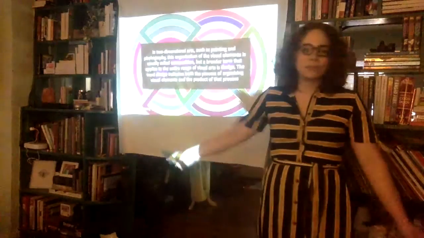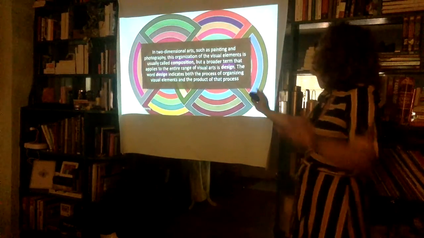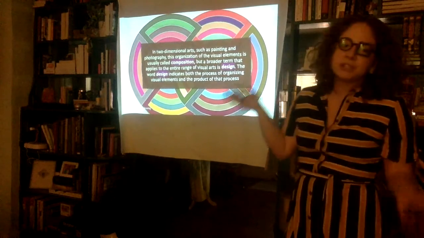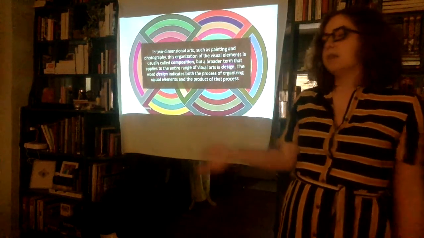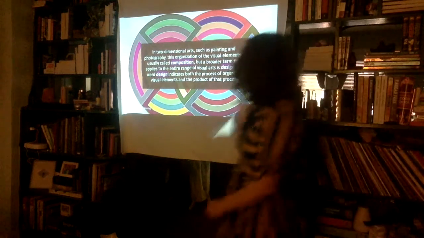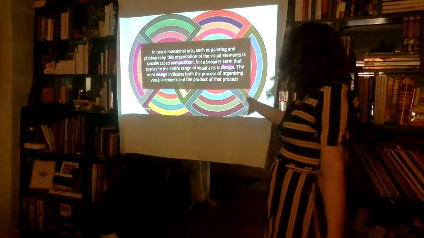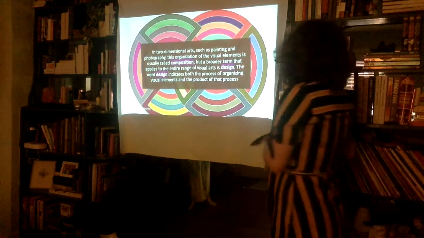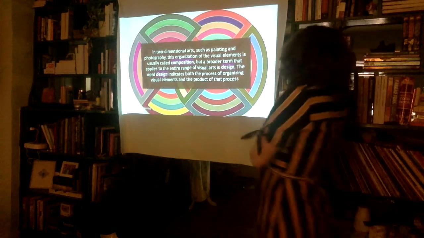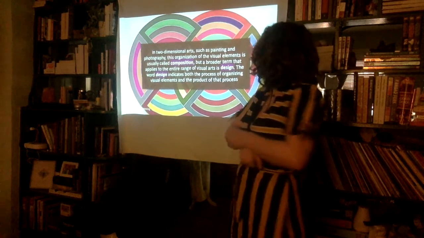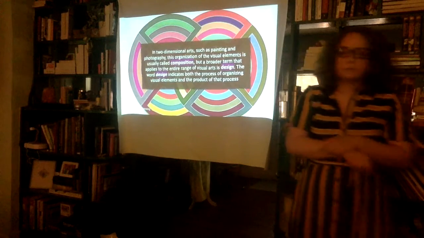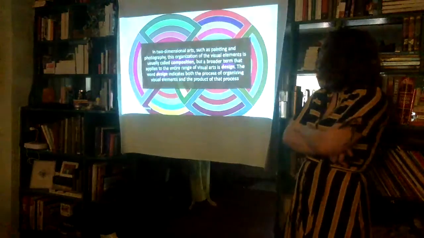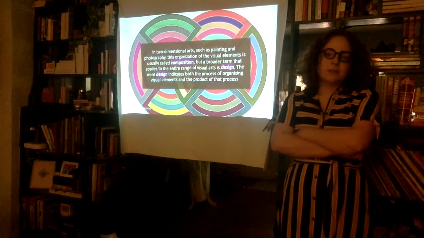So, let's go. In two-dimensional art such as painting and photography, this organization of visual elements is usually described as composition. But a broader term that applies to the entire range of visual arts is design. So that's why we're doing the principles of design. The word design indicates both the process of organizing visual elements and the product of that process. Just some terms. And that's a Frank Stella artwork, and there's information about it in the notes.